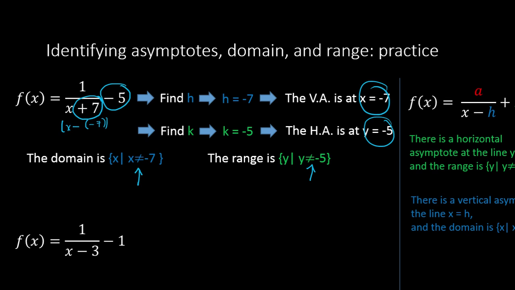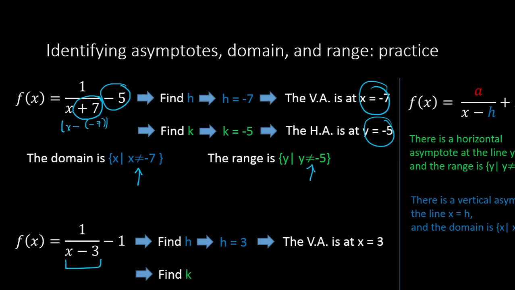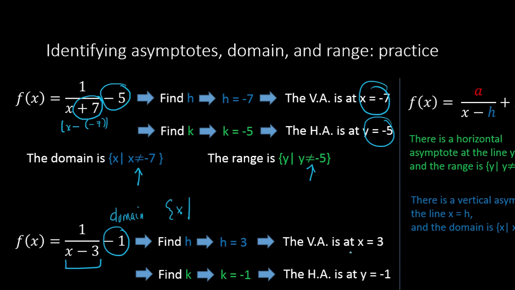If f of x equals 1 over x minus 3, minus 1, I identify h. I've already got my subtraction in place, so h equals 3. So I have a vertical asymptote at x equals 3. K is clearly equal to negative 1, so I have a horizontal asymptote at y equals negative 1. This means my domain is x such that x is not equal to 3. And my range is y such that y is not equal to negative 1, again, because I have an asymptote at y equals negative 1.